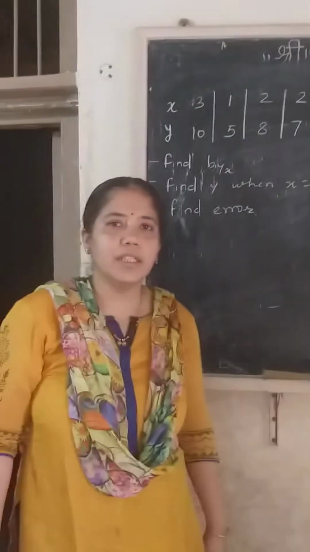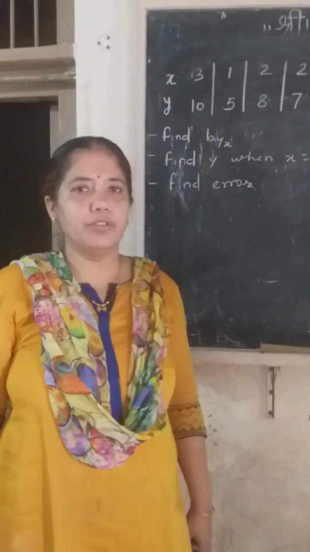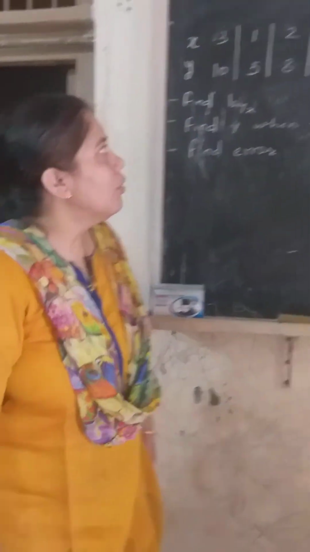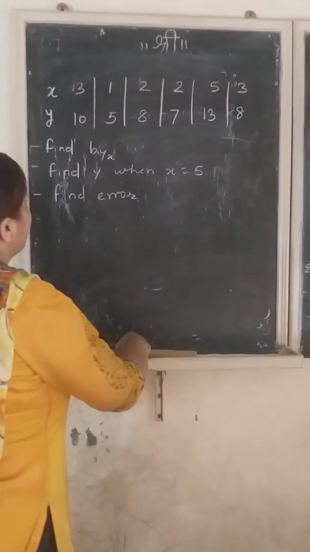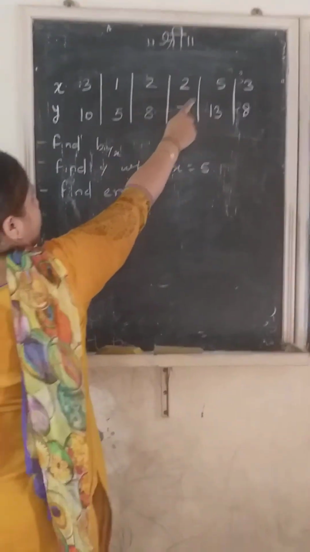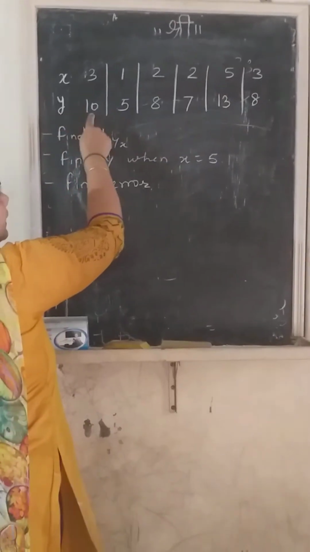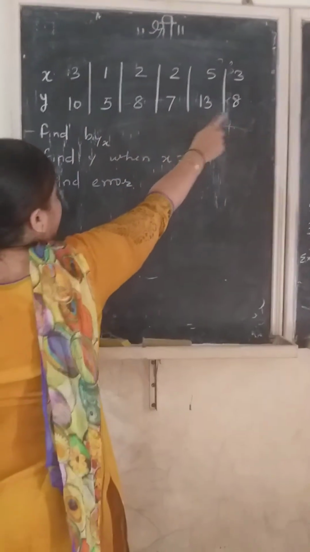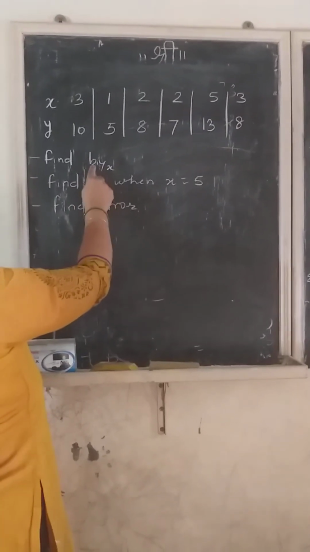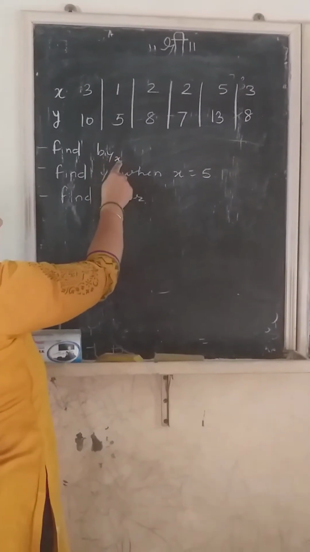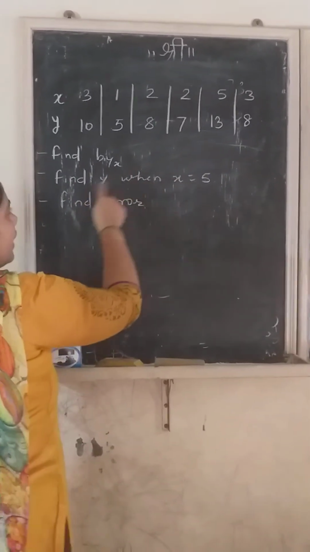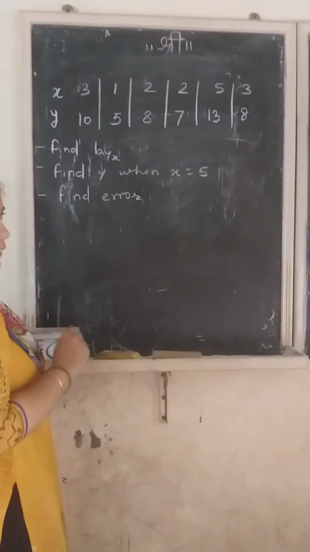Today we will see another example for finding the regression coefficient by another method. So let us see these observations. You are given the observations x and y. X is 3, 1, 2, 2, 5, 3 and y is 10, 5, 8, 7, 13 and 8. We have to find the regression coefficient b y on x, and second question is you have to find y when x is 5 and you have to find the error in this.